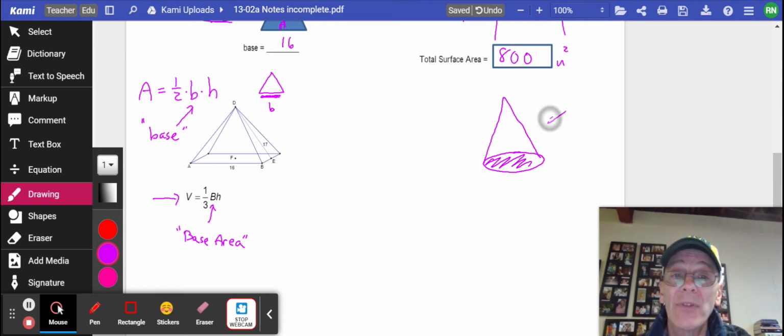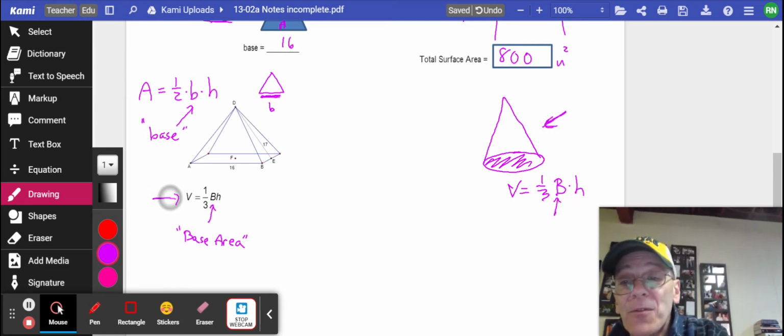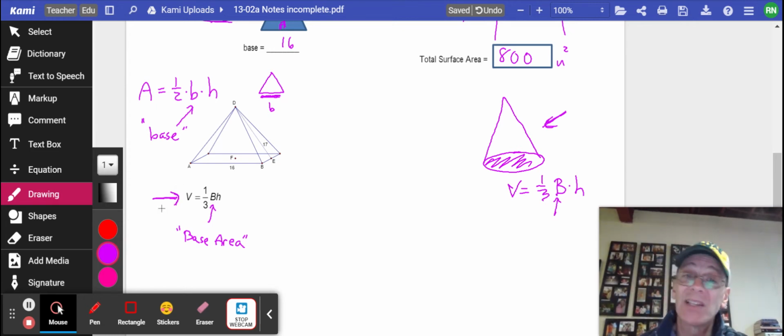The volume of this thing is exactly the same formula as the volume of that thing. It's 1/3 times capital B times lowercase h. But this capital B is going to be calculated differently for this object than it is for this object because it's a different base shape. So you have to know that, all right?